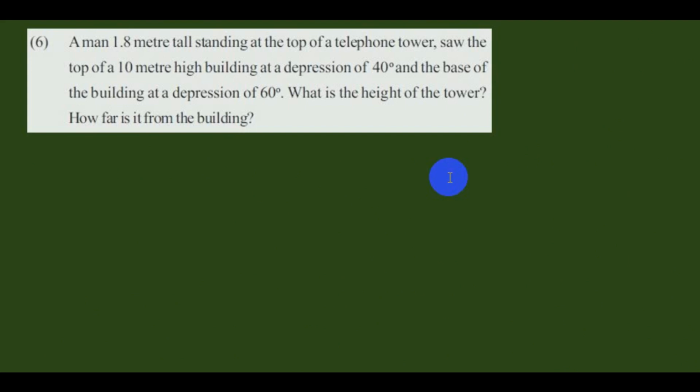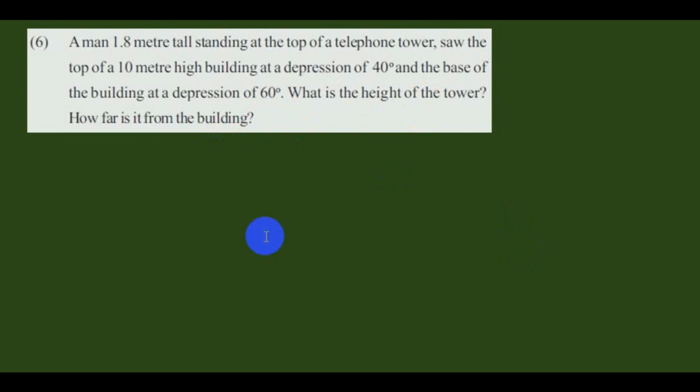Now read the question. A man 1.8 meter tall standing at the top of a telephone tower observes the top of a 10 meter high building at a depression of 40 degree and the base of the building at a depression of 60 degree. What is the height of the tower? How far is it from the building? And so we have to draw a figure accordingly.